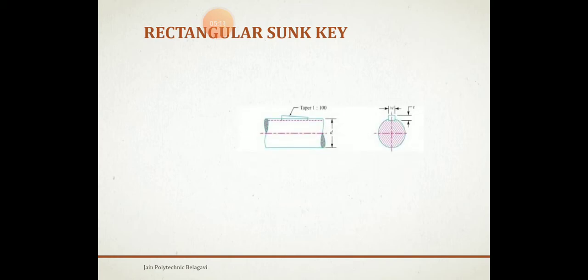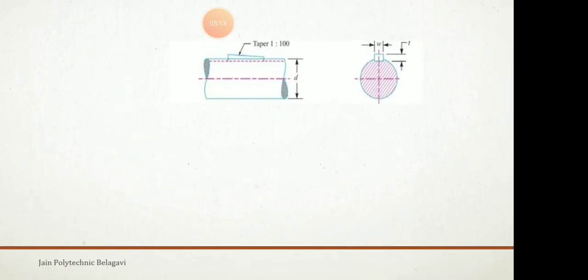We'll start with the first key, that is the rectangular sunk key. Why is it called rectangular? Because the shape of the key which we are using is rectangular. That is why we call it a rectangular sunk key. Now see here. Here you can see.